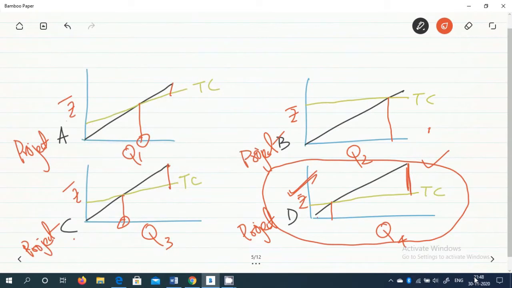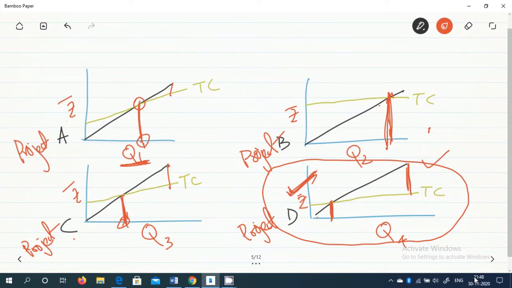Suppose we have four projects: project A, project B, project C and project D. In project A, at Q1 units, this is the break-even point. Over here is the break-even point for the next, and this is project D, where we get the break-even point very early. So D is preferred as compared to A, B and C. In these four conditions, the earlier the break-even point, the earlier the recovery of the capital investment.